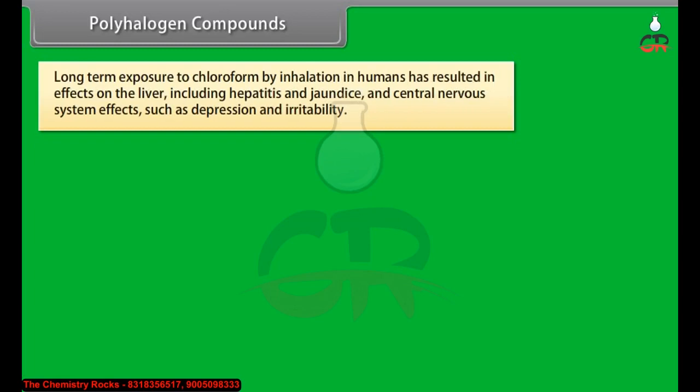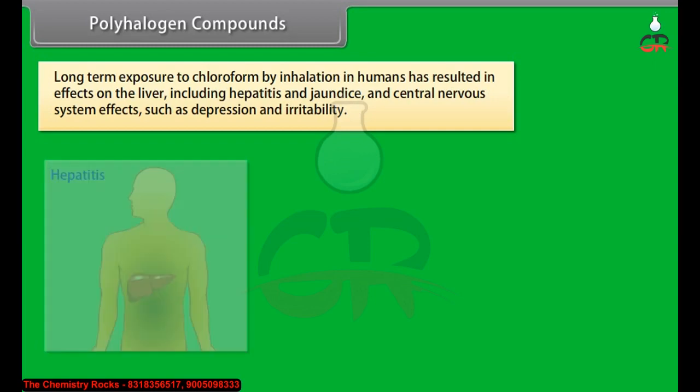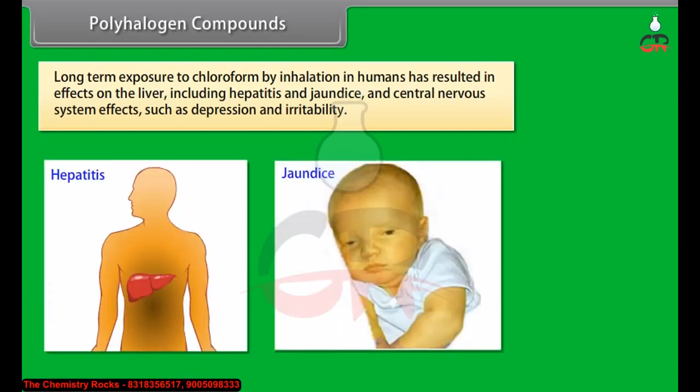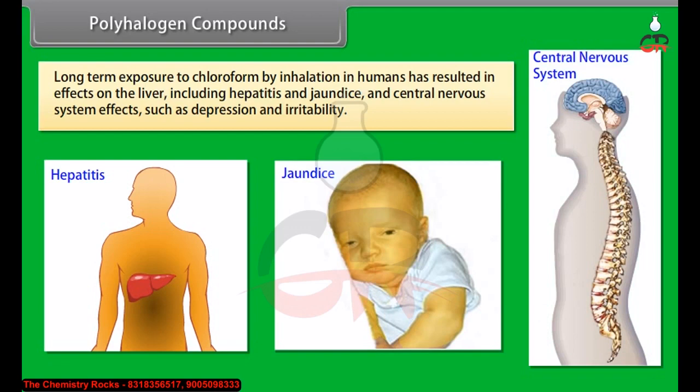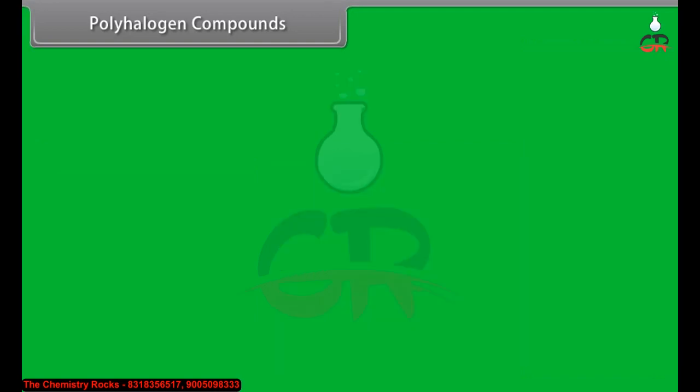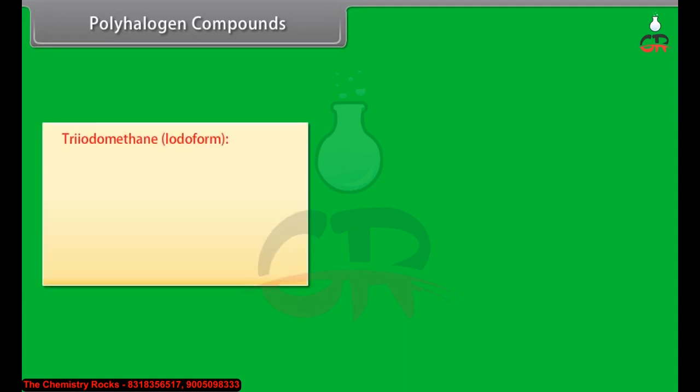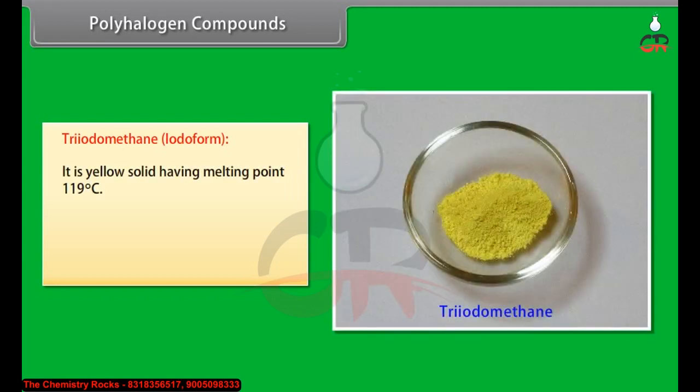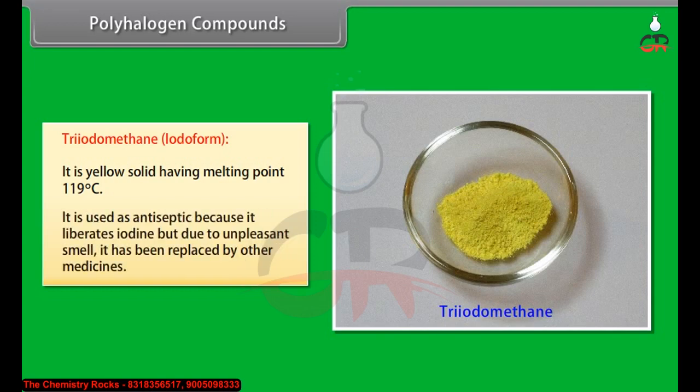Long-term exposure to chloroform by inhalation in humans has resulted in effects on the liver, including hepatitis and jaundice, and central nervous system effects such as depression and irritability. Triiodomethane, iodoform. It is a yellow solid having melting point 119 degrees Celsius. It is used as an antiseptic because it liberates iodine, but due to its unpleasant smell, it has been replaced by other medicines.